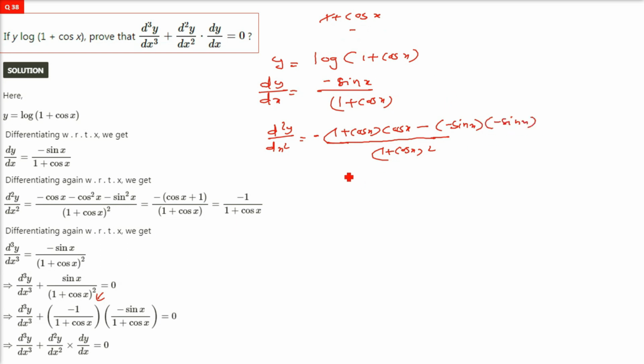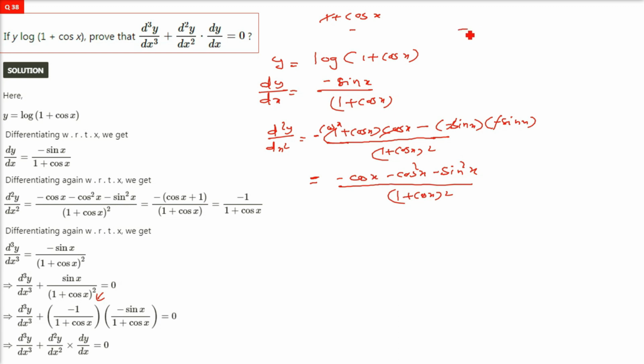So let us multiply them properly. In the numerator, just assume that we are multiplying 1 plus cos x by minus cos x. So minus cos x and then minus, this is minus cos square x. What do you get here? Negative cancels. You have a negative, sin and sin is sin square. In the denominator you will get 1 plus cos x whole square.